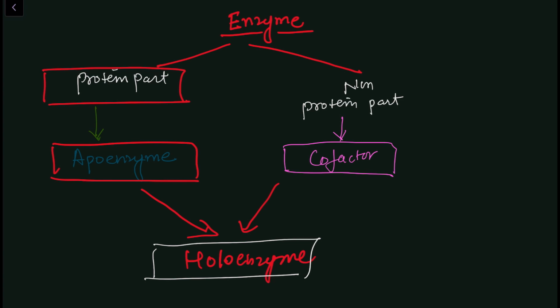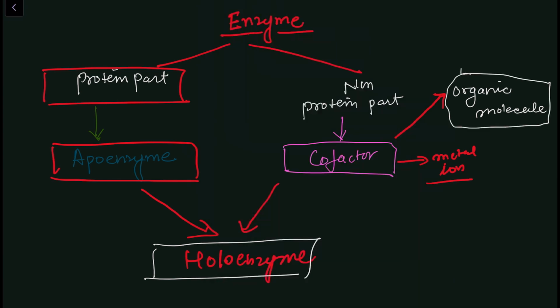Clear? Now there are a couple of conditions, right? If we talk about cofactor, let's say there could be two possibilities. It could be a metal ion, right? Or it could be an organic molecule. If it is an organic molecule, then it is known as coenzyme.